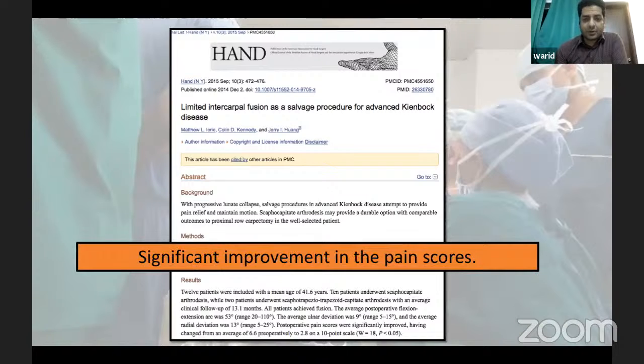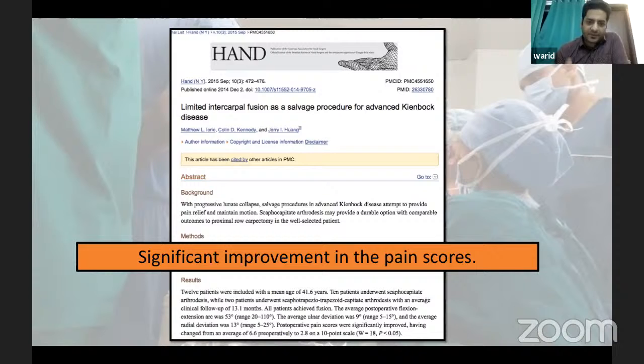There is a lot of literature again if you go on the net and see about scaphocapitate fusion, and this particular article was published in 2015, although most of the articles of this limited wrist arthrodesis are small. They have a small sample size, 15, 20, at the most 25. A larger study is required, but whatever articles we find, they are of a smaller sample size.